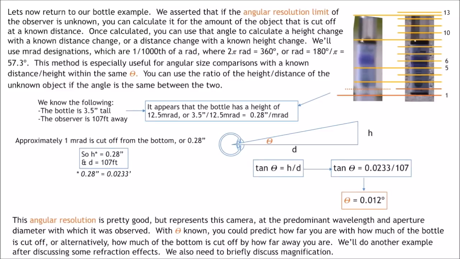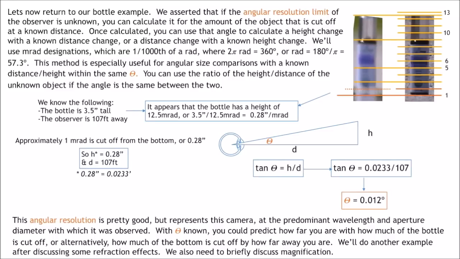Let's now return to our bottle example. We asserted that if the angular resolution limit of the observer is unknown, you can calculate it from the amount of the object that is cut off at a known distance. Once calculated, you can use that angle to calculate a height change with a known distance change, or a distance change with a known height change.